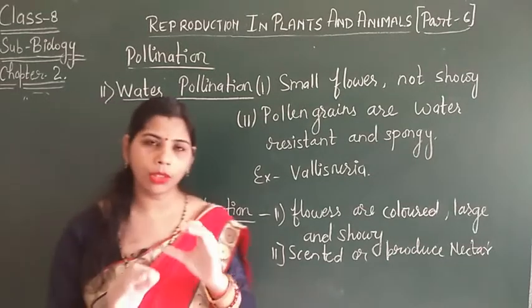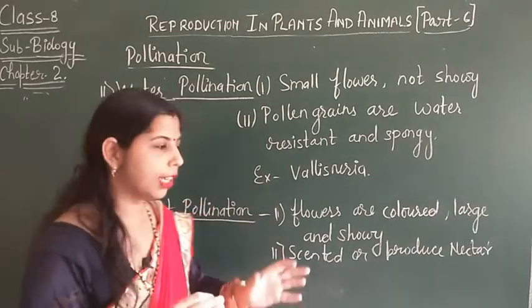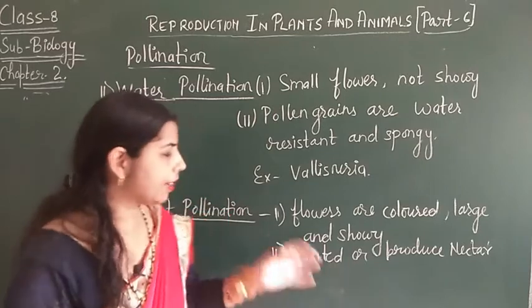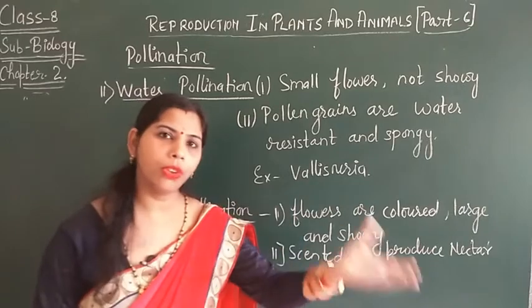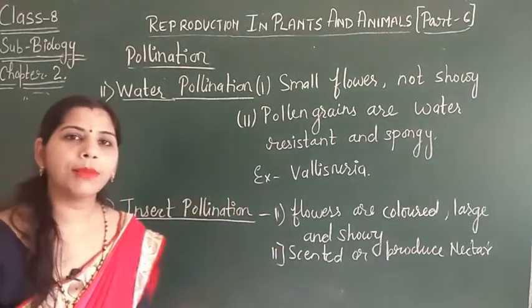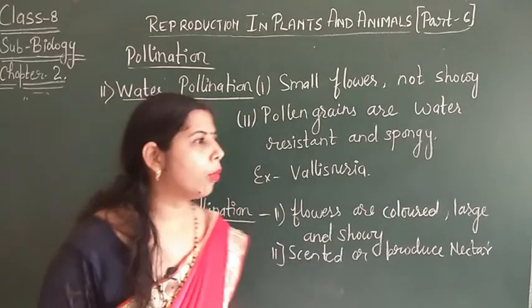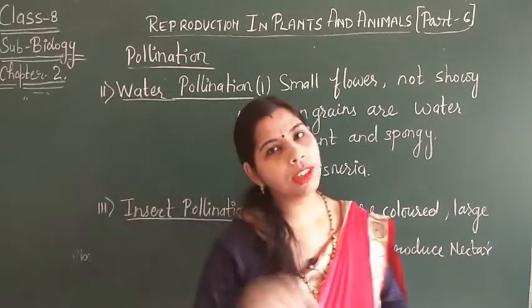All the pollen grains in insect pollination are either hooked or sticky, so that they can cling to the skin of the legs of the insect and travel from here to there. Examples of insect pollination are China rose, jasmine, etc.